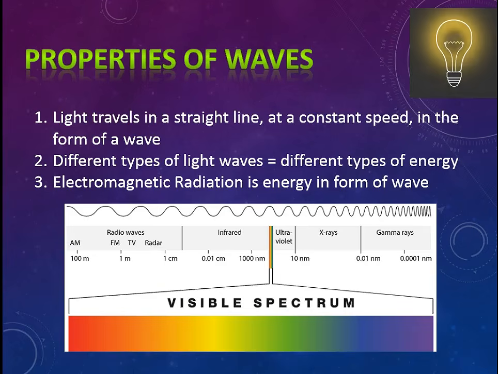Let's recall some things you should know about properties of waves. 1. Light travels in a straight line at a constant speed in the form of a wave. 2. Different types of light waves equal different types of energy. And 3. Electromagnetic radiation is energy in the form of a wave.